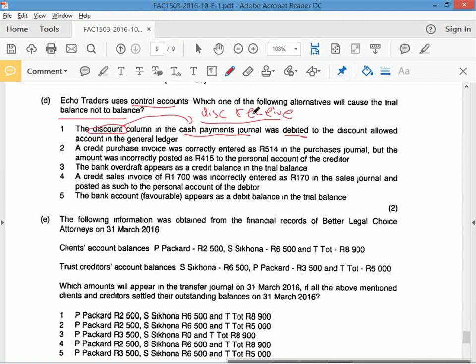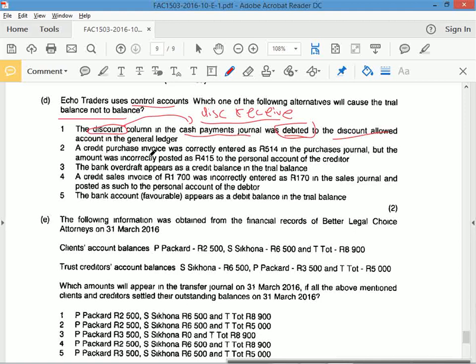Because discount received is an income, so it's a credit. Discount allowed is a debit. It's an expense. Okay, do we know what side we captured it? Yes, they said debited to the discount allowed. Okay, so it's a possibility. Let's see if there's a better option.